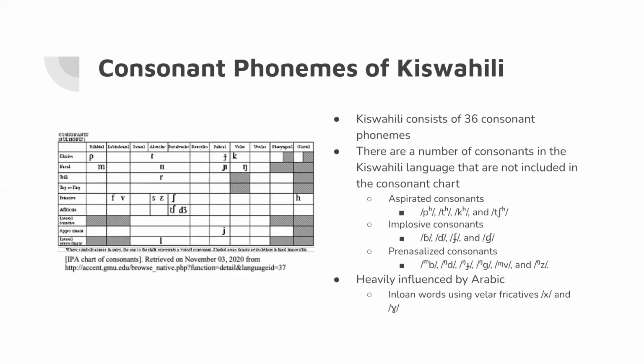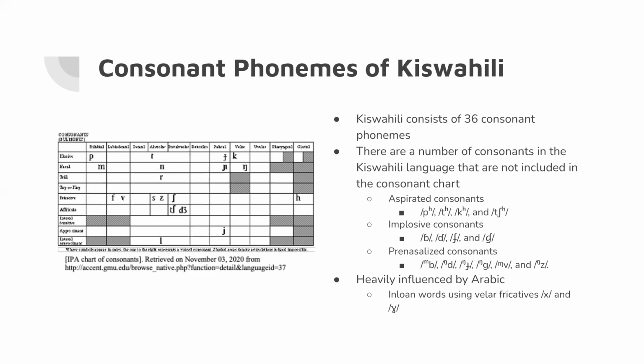So some of those examples would be the aspirated consonants. So the phonemes P, T, K, and Ch can be pronounced with an aspiration. And then one of the more unique features of the Kiswahili language is its use of implosive consonants, which are produced by inhaling air to the lungs during production instead of that expiration for the aspirated consonants.